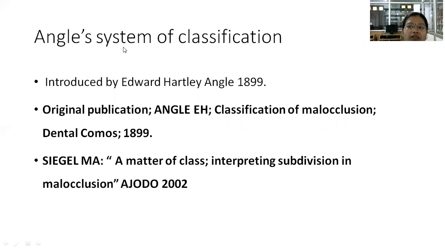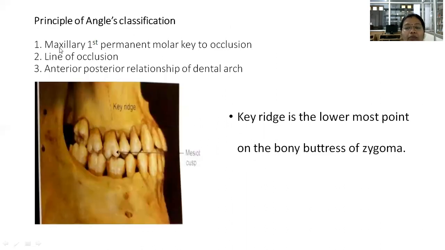Again, the first, as I said, is the widely accepted Angle system of classification proposed by Edward H. Angle, and he gave it in the original publication, the Dental Cosmos, in 1899. And here the main principle of Angle's classification is these three keys. That is the maxillary first permanent molar. He has taken it as the main key for the classification.